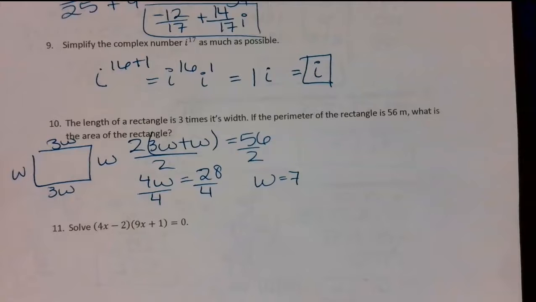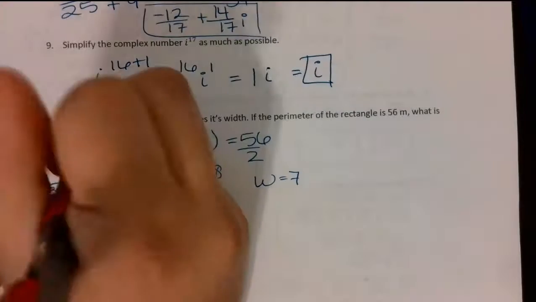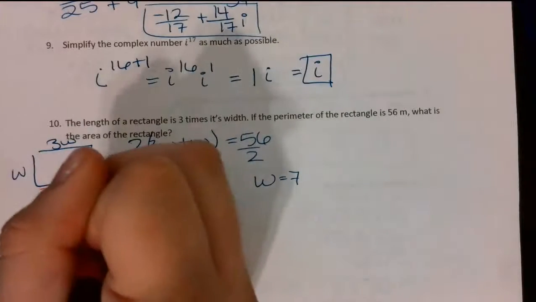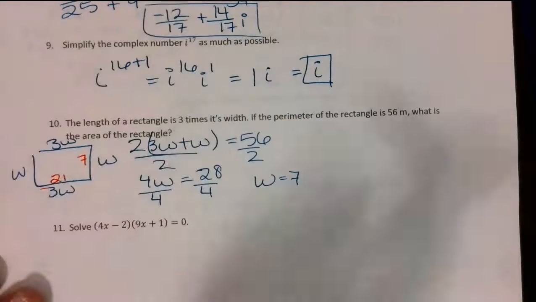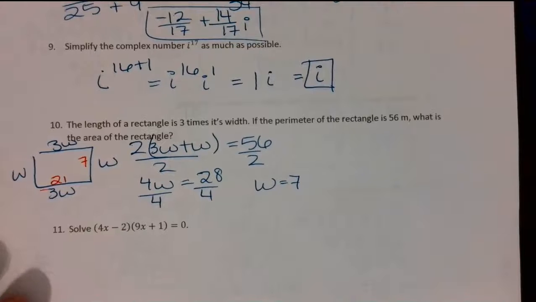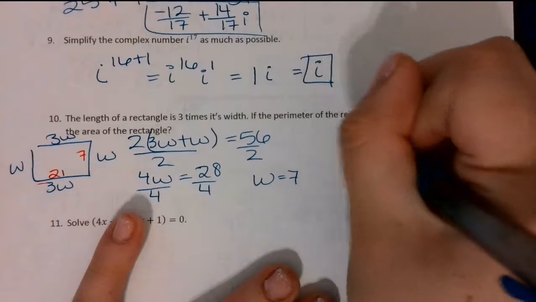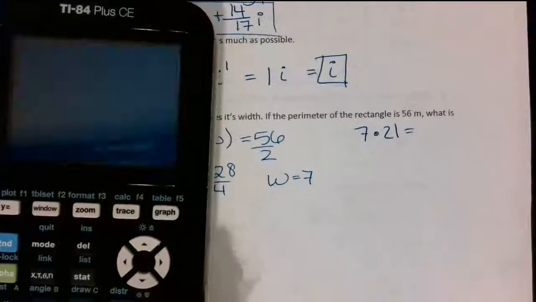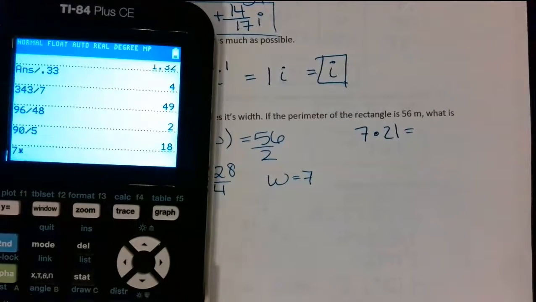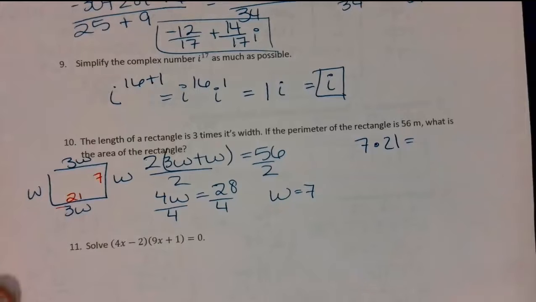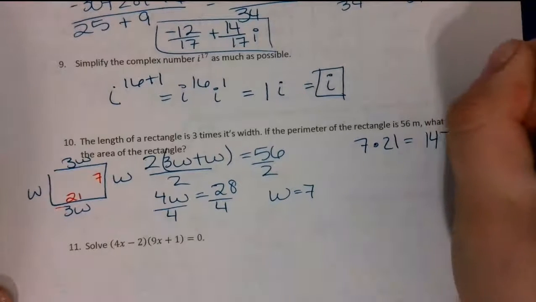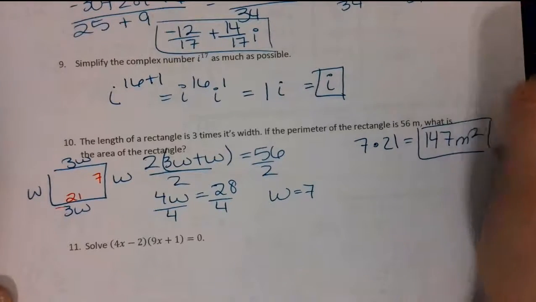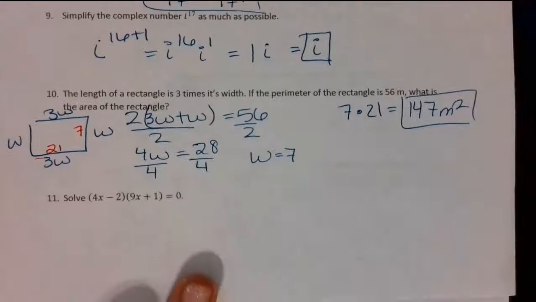My question was not what the width of the rectangle was, but the area. So if I know W is 7, then the length is going to be 3 times 7, which is 21. So to find the area, I have to take 7 times 21, which gives me 147. So my area is 147 meters squared. Okay.